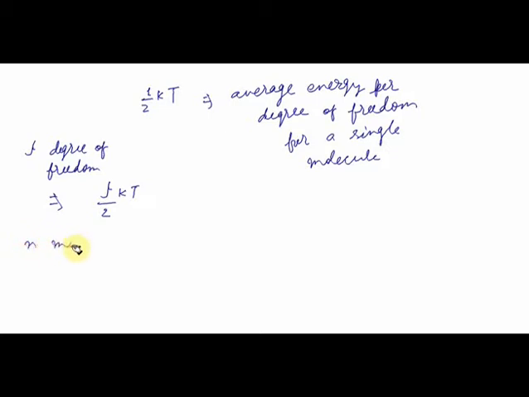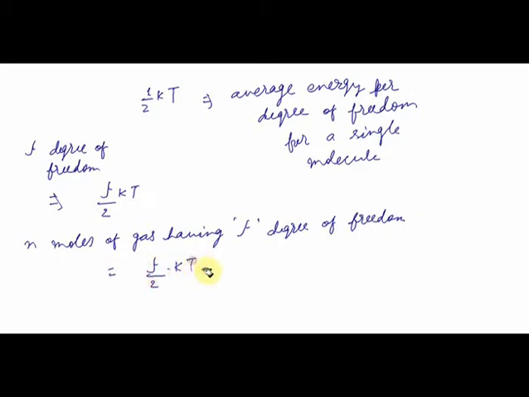and suppose we have n moles of gas, so the average kinetic energy for n moles of gas having f degrees of freedom would be f by 2 into kT into n into capital N, where capital N is the Avogadro constant and n is the number of moles of gas.